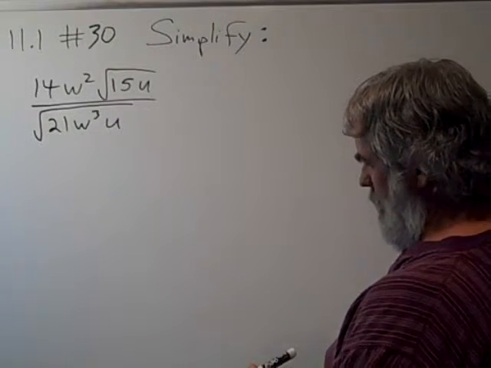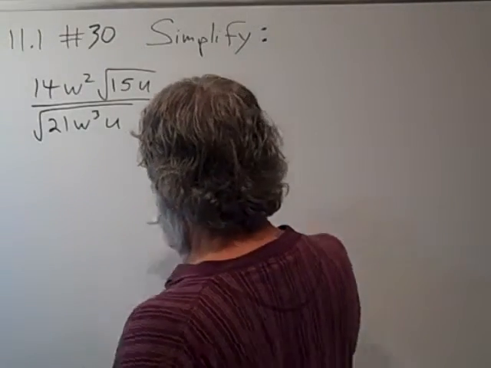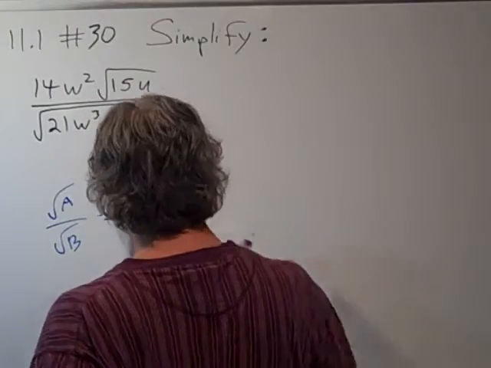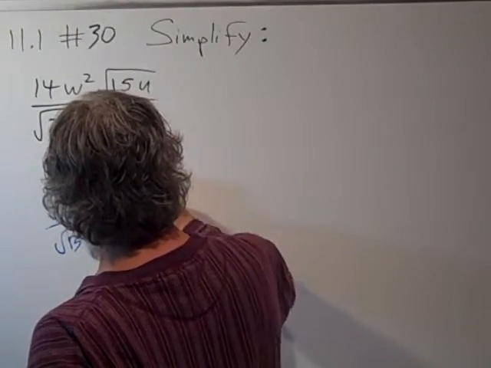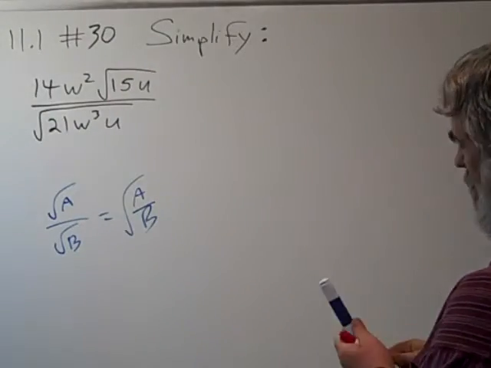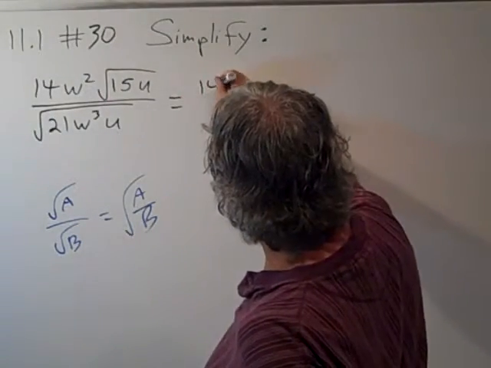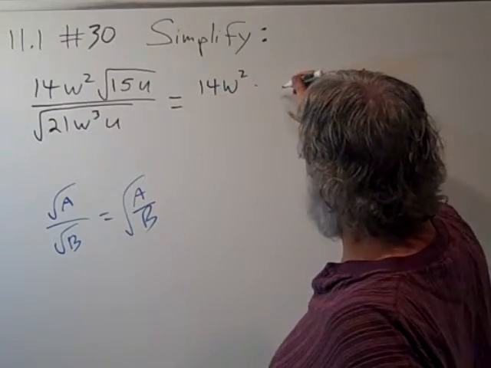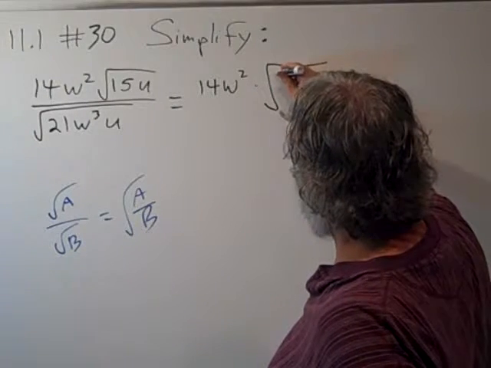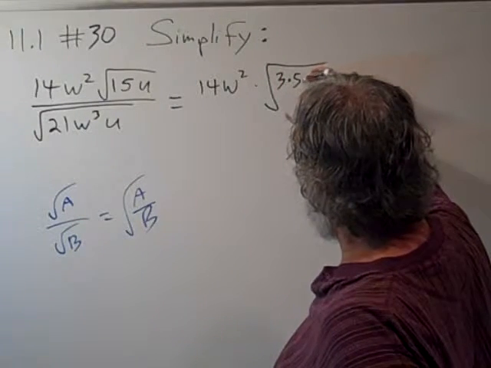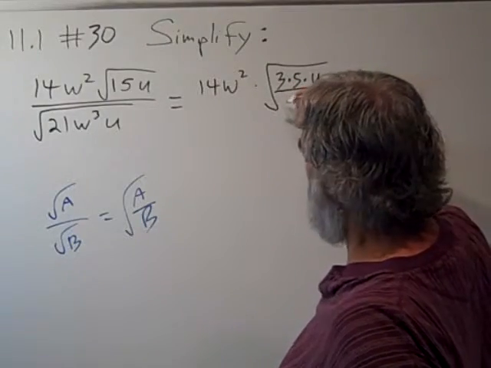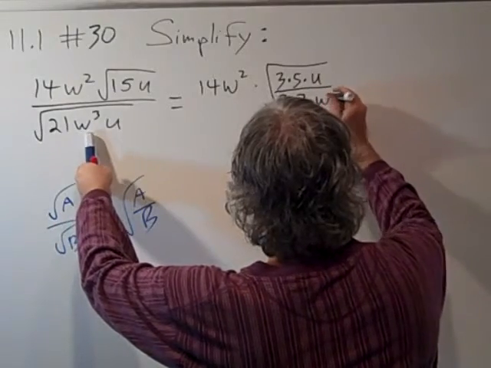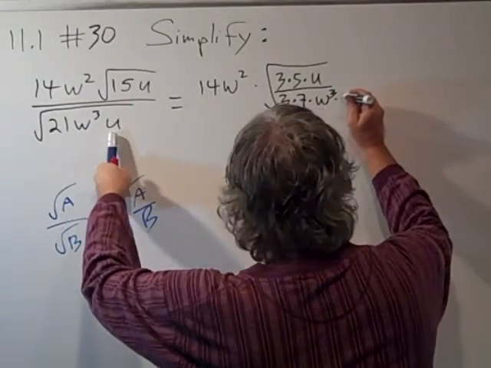Okay, let's start by writing the two radicals under 1. As you know that radical A divided by radical B is equal to the square root of A divided by B. So this becomes 14w squared times, think of it as over 1 if you want, the square root of 15, which is 3 times 5 times u up there, divided by, in the denominator you have 21, which is 3 times 7, times w cubed times u.